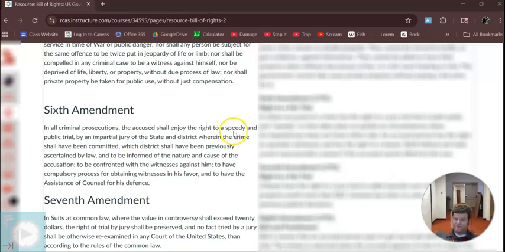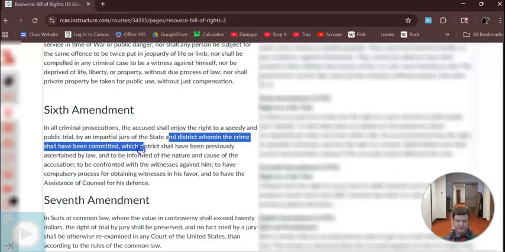Speedy, admittedly, the courts don't feel like they're fast, but that's probably because they're a bit overtaxed. Public, you can go watch court cases. Many court cases are open to the public. And they're being heard by a jury, which is something that comes up. What this part here is, a jury from where the crime was committed.